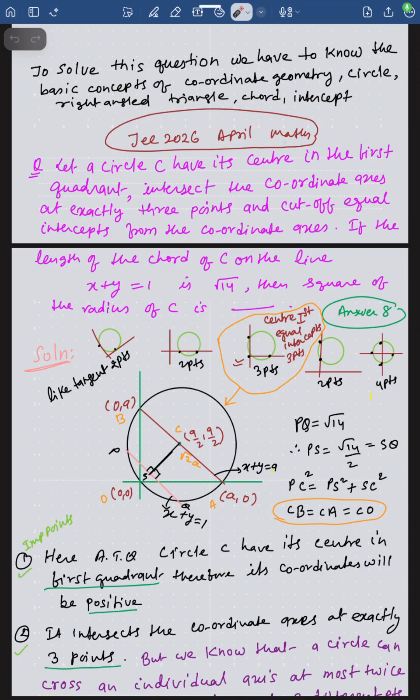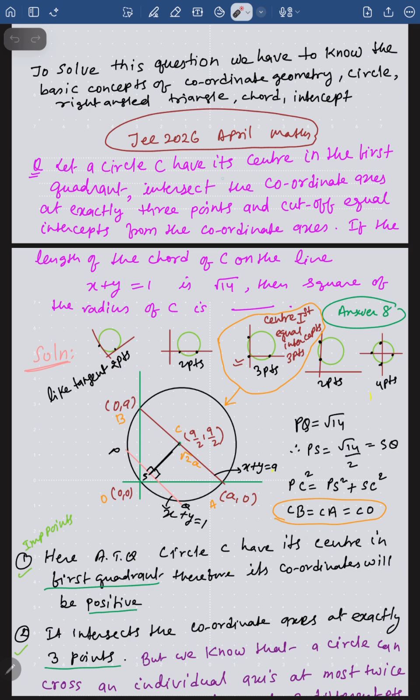JEE 2026 April Maths from the chapter Circle. For this question, we have to know the concepts regarding coordinate geometry, circle, right angle triangle, chord of the circle, and intercept made on the coordinate axis by a circle or line. Let us see the question.